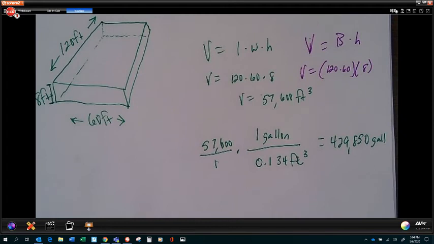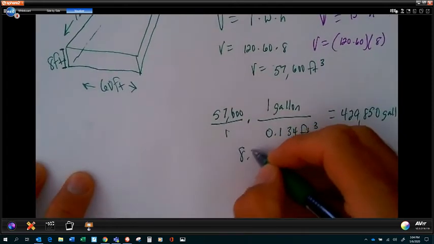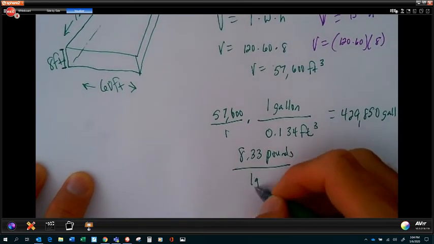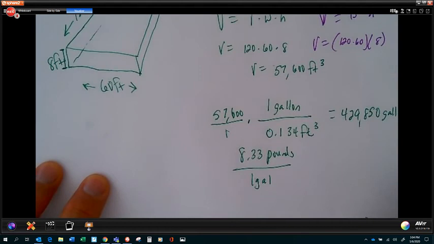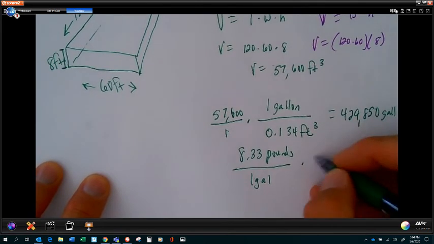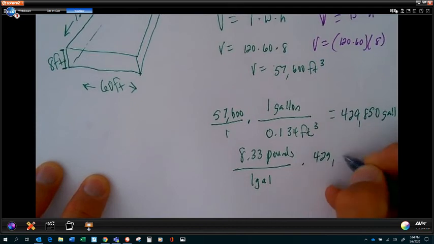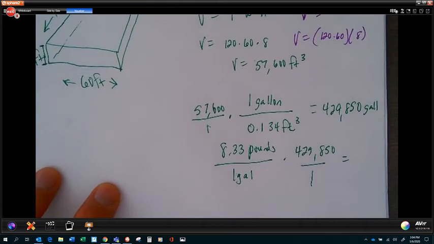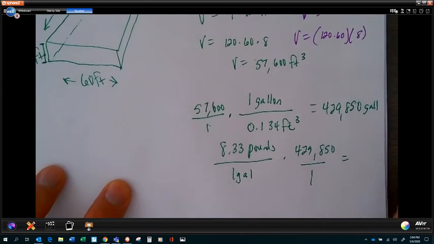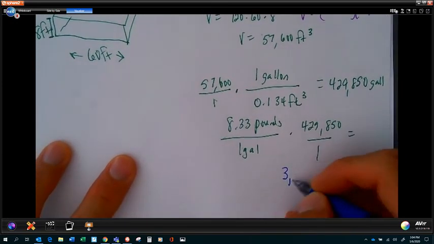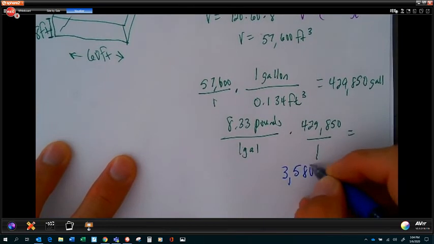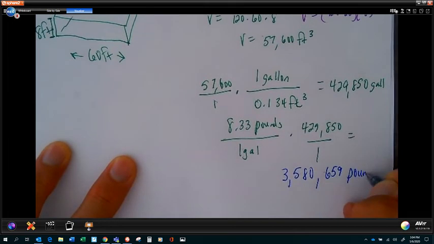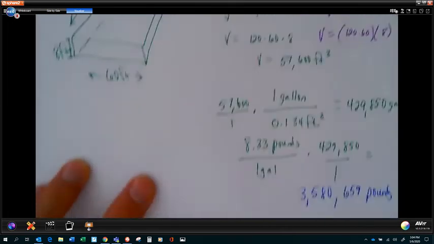Of course, then you can figure out the weight of the water also, which is 8.33 pounds per 1 gallon of water. So we're going to go ahead and multiply this times that, 429,850, and basically when we multiply that, it's going to become a huge number. It's going to be 3,580,659 pounds of water in this aquarium.